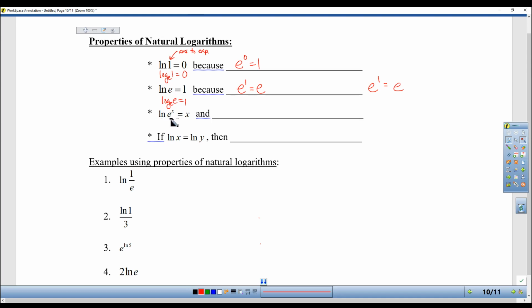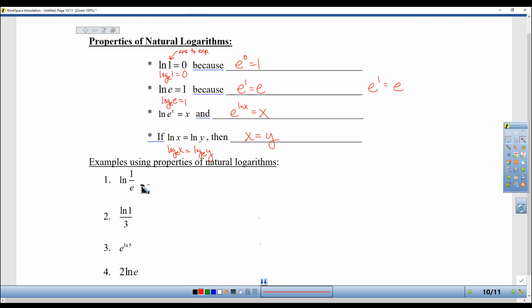Natural log of e to the x simplifies to x, and e to the ln of x simplifies to x. And as before, if the two bases are the same, which these are, this is log base e, and this is log base e, then x must be equal to y. So how do we use these properties?